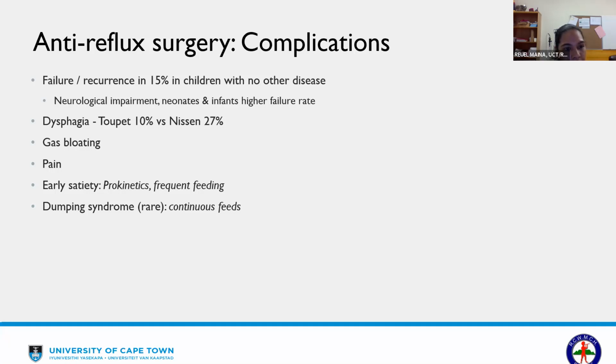The failure and recurrence is in 15% of patients with no other disease. In neonates and infants with neurological impairment, there is a higher failure rate in these surgeries. Like we said, for dysphagia, patients who undergo Toupet surgery, 10% have ongoing dysphagia, versus patients who undergo Nissen, where 27% have ongoing dysphagia.